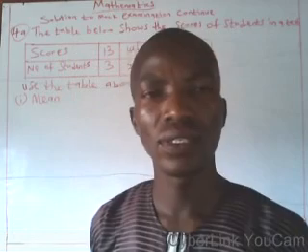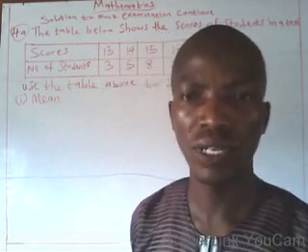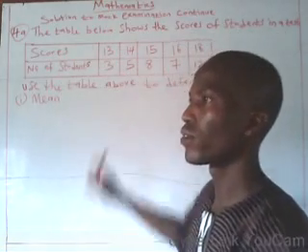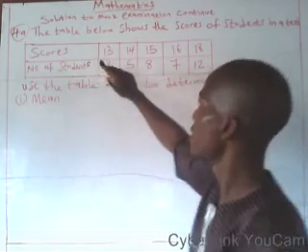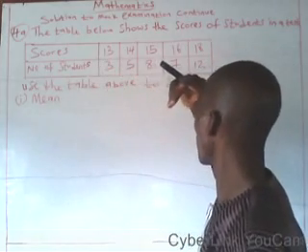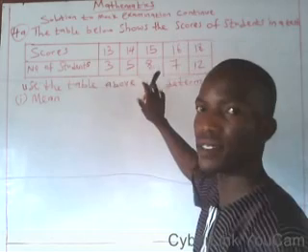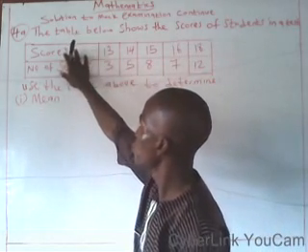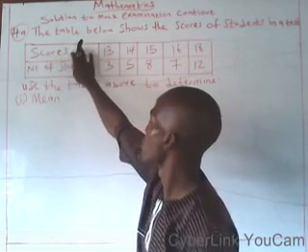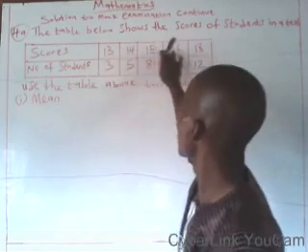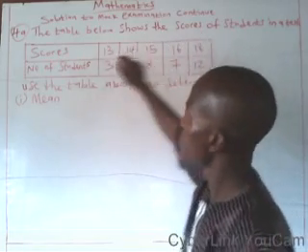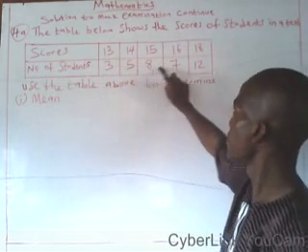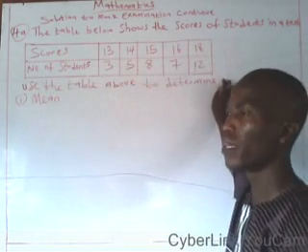Now we continue with question number 4 of your mock examination. Question 4A, which I have on the board right now, says that the table below shows the scores of students in a test. In the first row, the scores are 13, 14, 15, 16, and 18. The second row, the number of students, is 3, 5, 8, 7, 12.